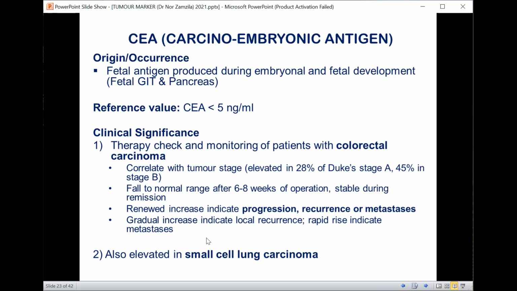So when there is any rise, that would indicate the progression, recurrence, or metastasis of the tumor. Right, but not to forget, CEA may also be elevated in small cell lung carcinoma. So CEA is not specific to colorectal cancer.